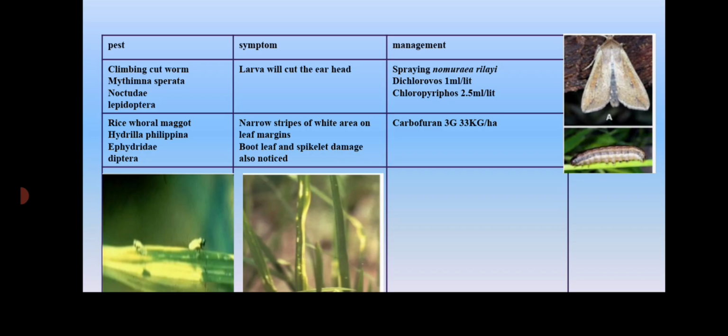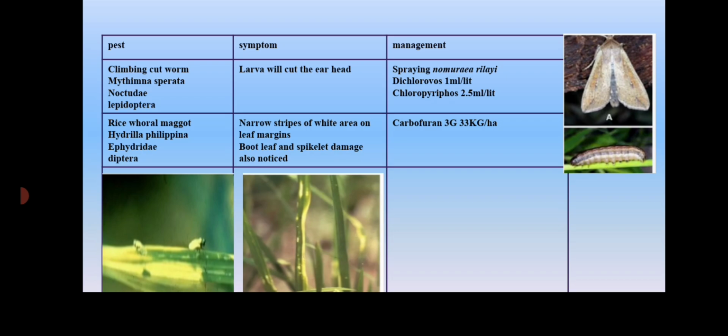So these maggots, what will they do? These will chew the leaf area, or make narrow stripes on the leaf margins. The maggots will feed on the leaf margins, making narrow stripes, and they also damage the boot leaf, and the spikelet also gets damaged. So here you can compare the damage with the leaf folder as well as rice hispa.